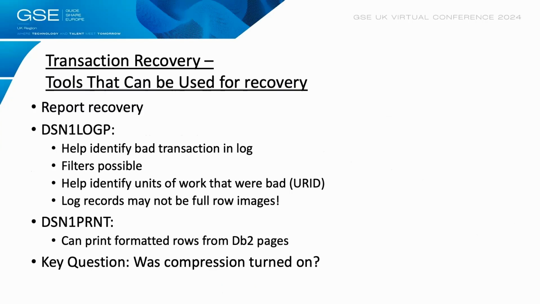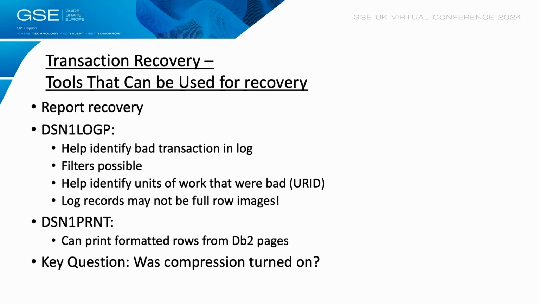So what can you use? You could use report recovery, which will tell you what's linked how with it. So you've got DSN1LOGP, which you can use. So I know the transaction ran around this time. You can then start zooming in on the transactions. You know what auth ID did it, what the units of work were, etc. So you can then start looking in.